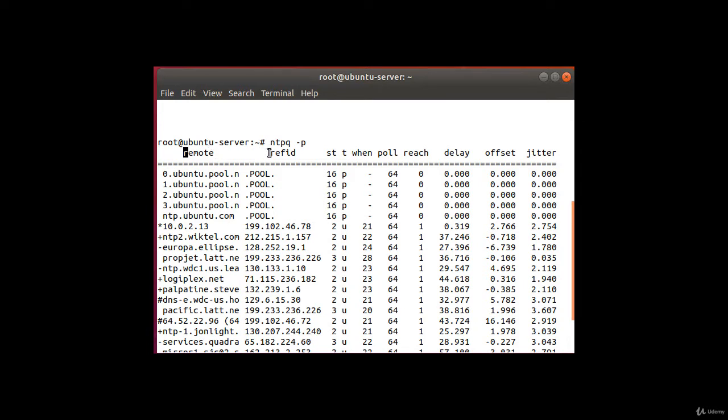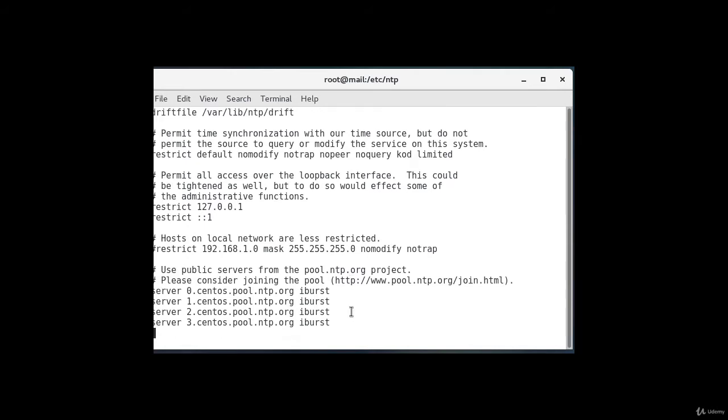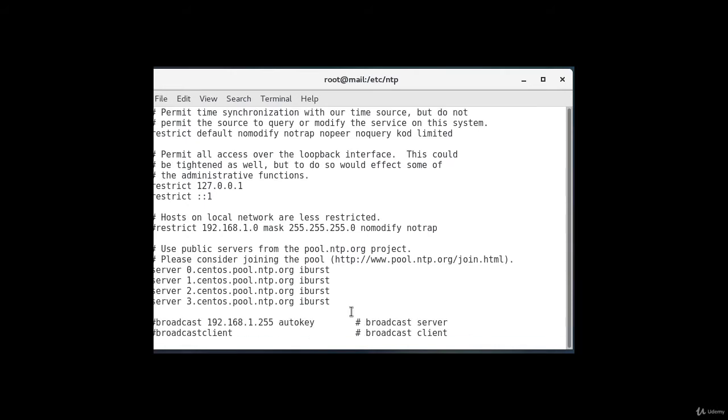Then the next one is RFID, and that's the upstream stratum to the remote server. For a stratum 1 server, this will be the stratum 0 source. So if you remember, in our CentOS machine, let's take a look over that. These are the upstream stratum that we are talking about, server 0, centos.pool.ntp.org, and it goes from 0 all the way to 3 in my case, but you can add one more after that.